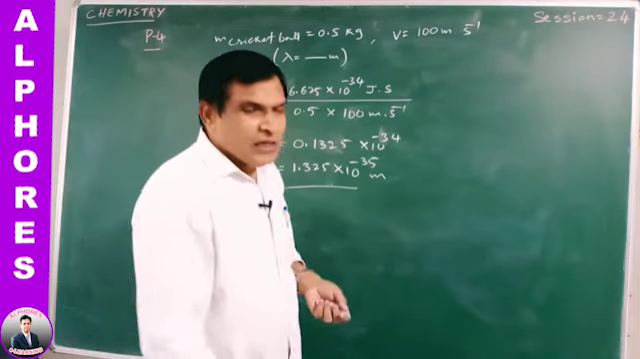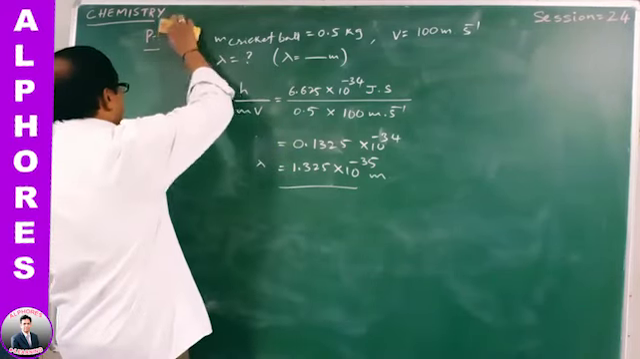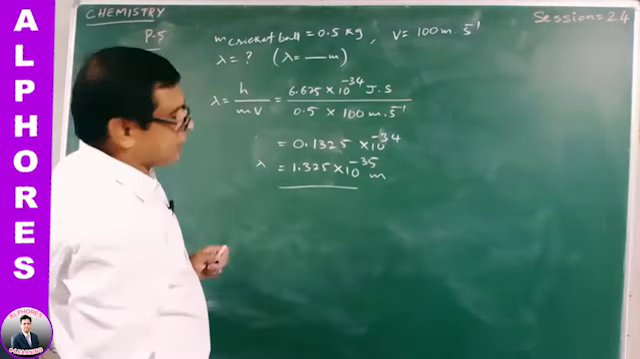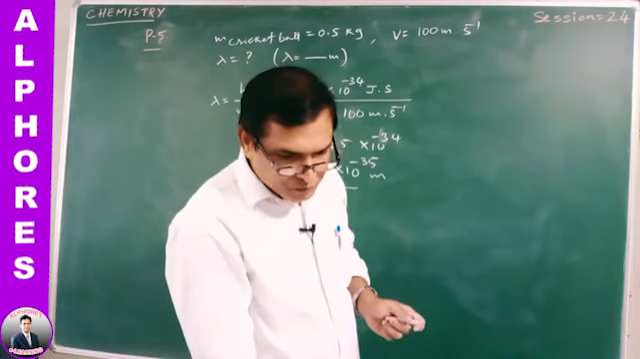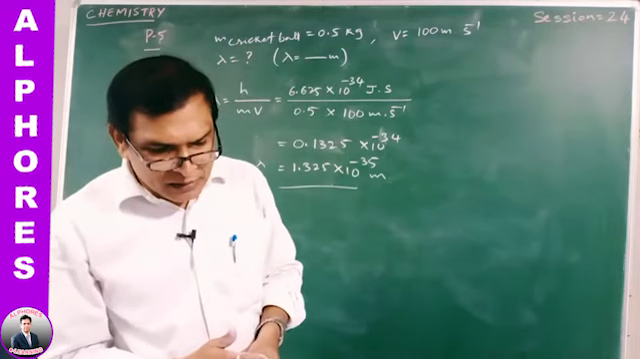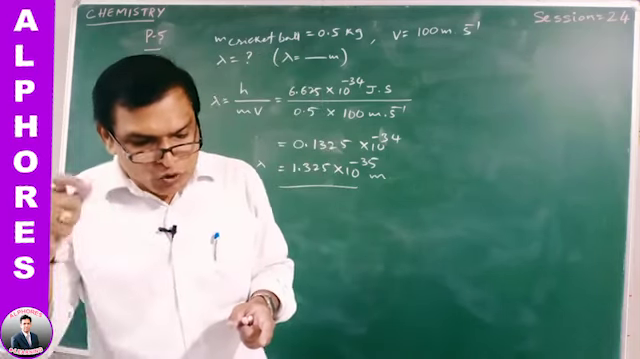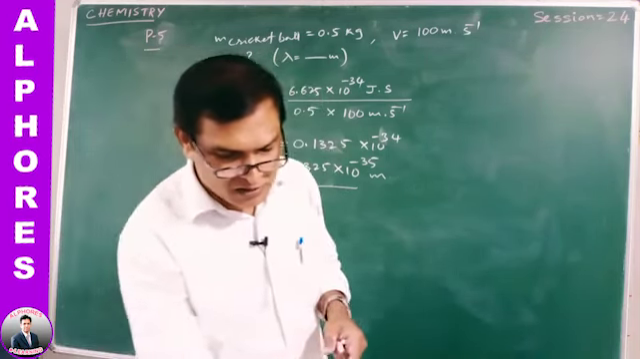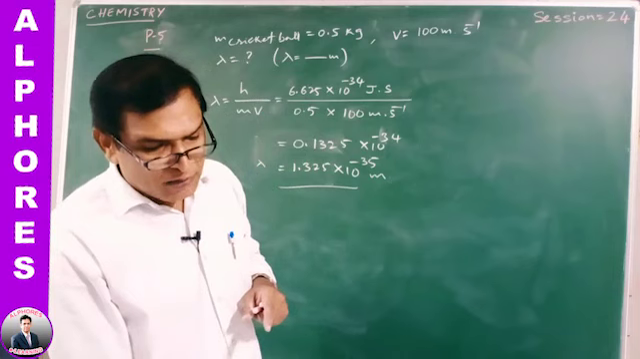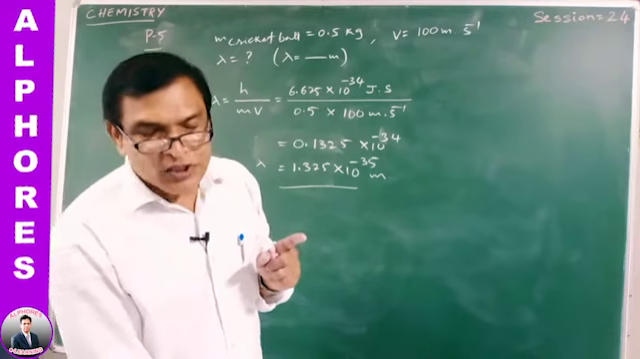Next, let us work on numerical number 5. A microscope using suitable photons is employed to locate an electron in an atom within a distance of 0.1 angstroms. What is the uncertainty involved in the measurement of its velocity?